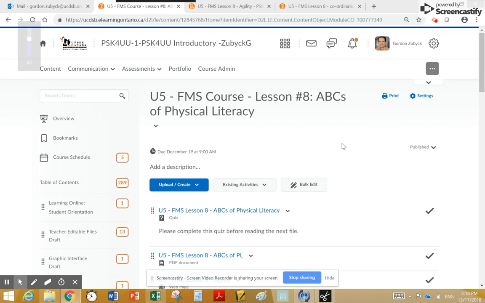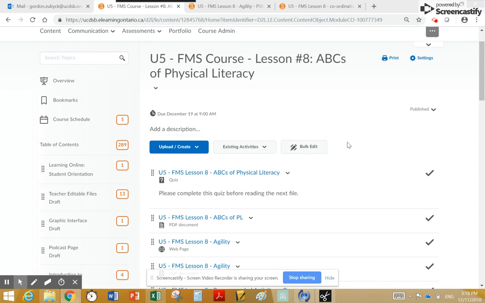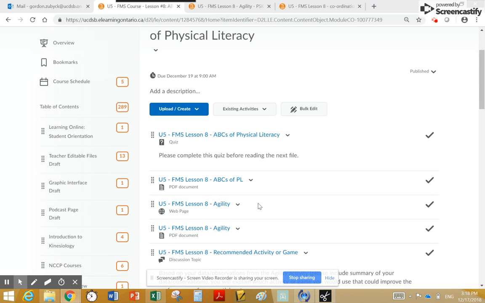So Unit 5 of the FMS course, lesson number 8, is ABCs of physical literacy. And the ABCs stand for agility, balance, and coordination. These are really important components of physical literacy, these three things. So it's important to make sure that we're also looking out for those and how to develop these things.